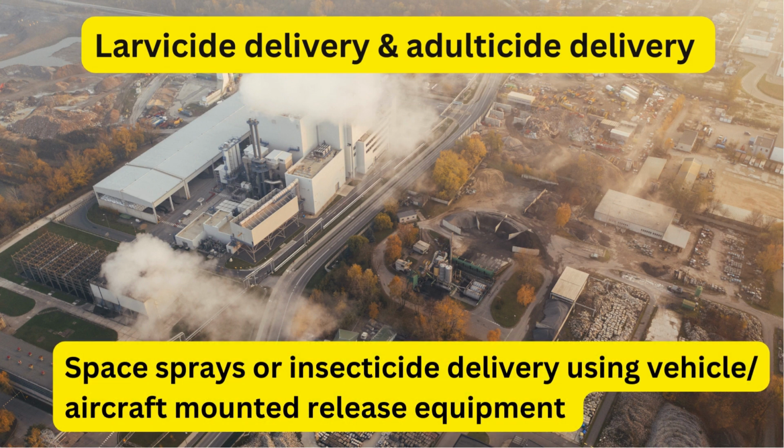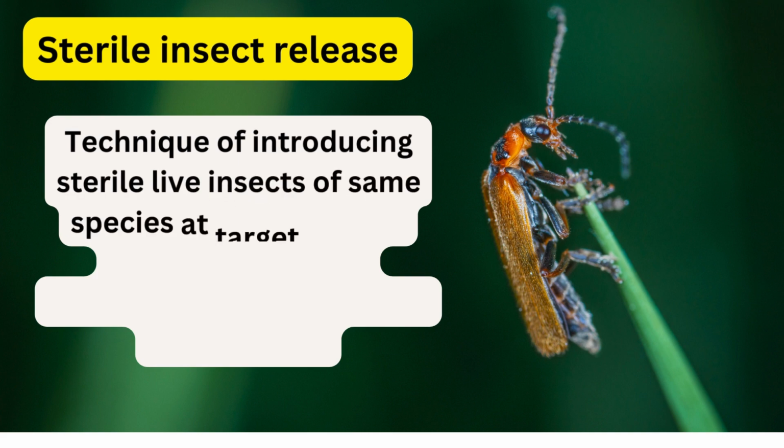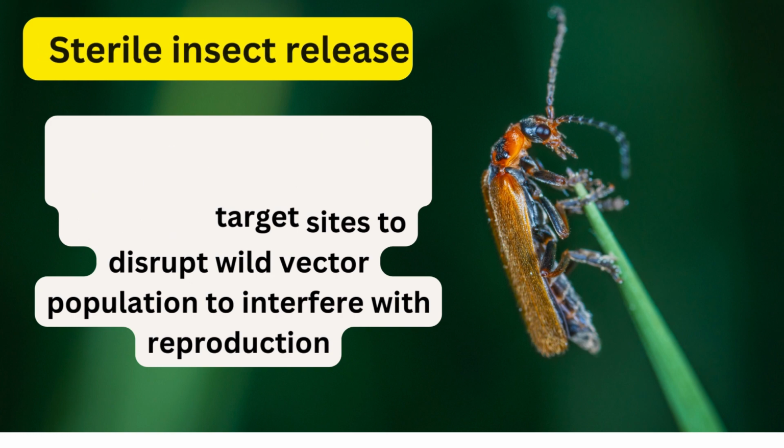Larvicide delivery and adulticide delivery. Space sprays are insecticide delivered using vehicle or aircraft-mounted release equipment. Sterile insect release is the technique of introducing sterile live insects of the same species at target sites to disrupt the wild vector population and interfere with reproduction.